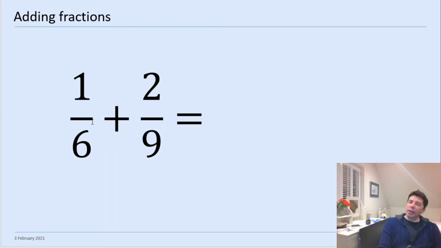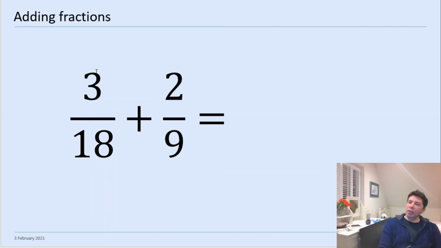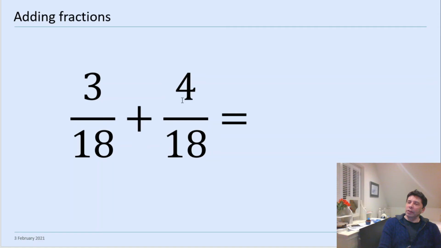So we're going to put 1/6 into 18ths, which is 3/18, multiplying top and bottom by 3. We're going to put 2/9 into 18ths, multiplying top and bottom by 2, which gives 4/18. So overall, the answer, 3/18 plus 4/18, is 7/18.